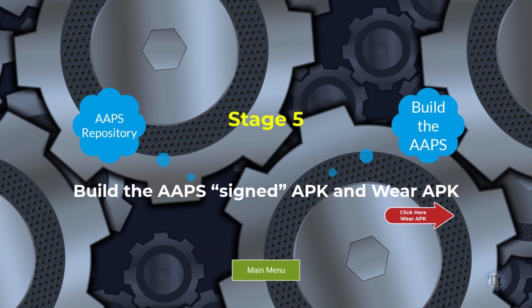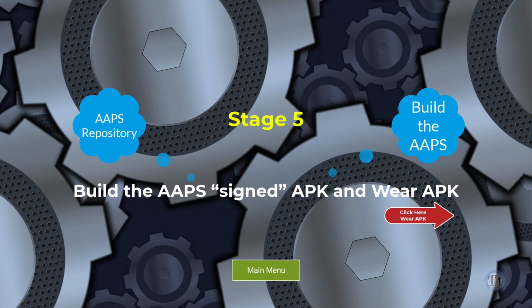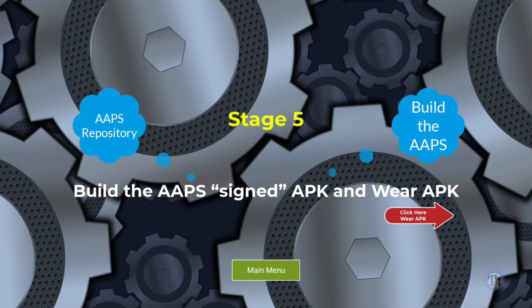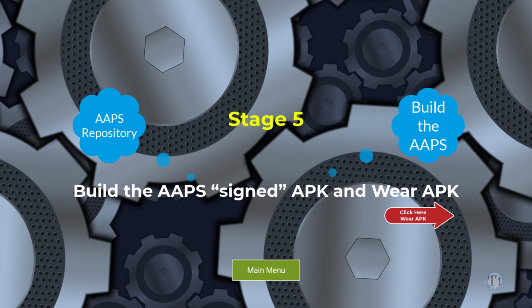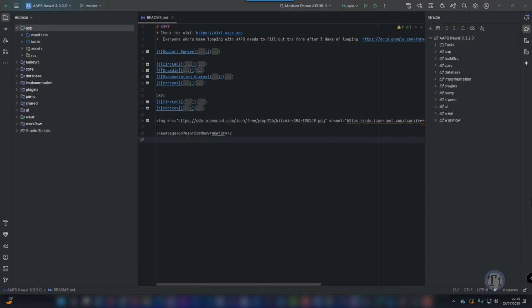Stage 5. Build the AAPS signed APK and Wear APK. We are now going to build both Wear and app APK files so you can install one on your mobile and the other on your watch.